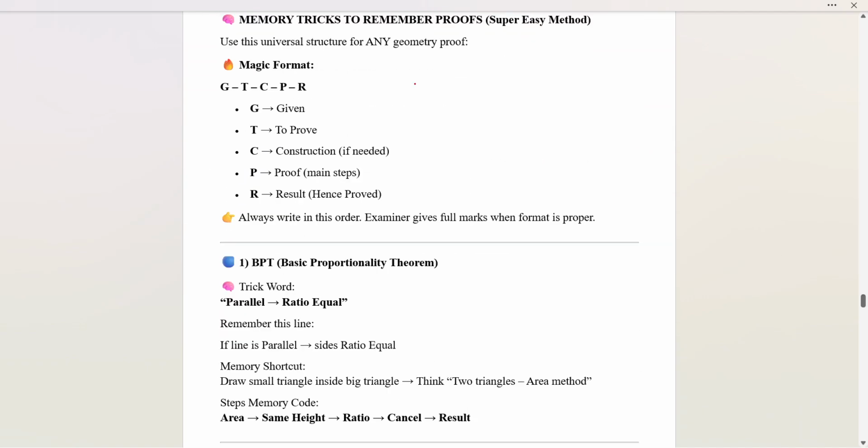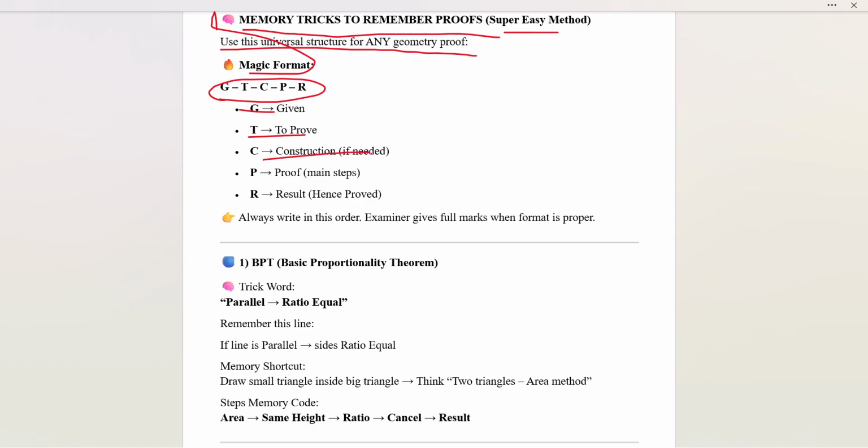So it is a memory trick to remember proofs. A small memory trick to remember proofs. It is a super easy method. Okay, so use this universal structure for any geometry proof. Here the magic format is GTCPR. So for that, use this format for your prove that questions or theorems. First is given, next is to prove, construction if needed, proof, main steps, and results. Hence proved. So it is GTCPR, which means given, to prove, construction, proof, results. For your theorem, you can use this magic format.